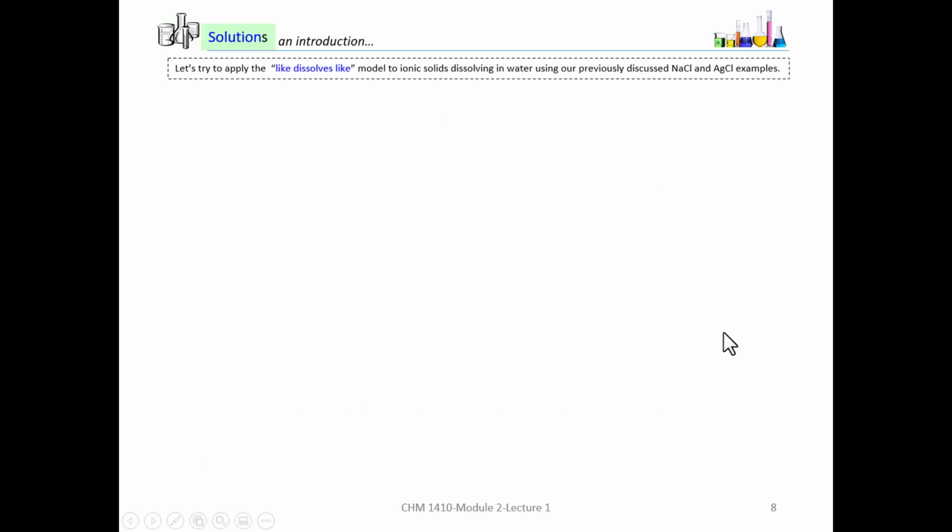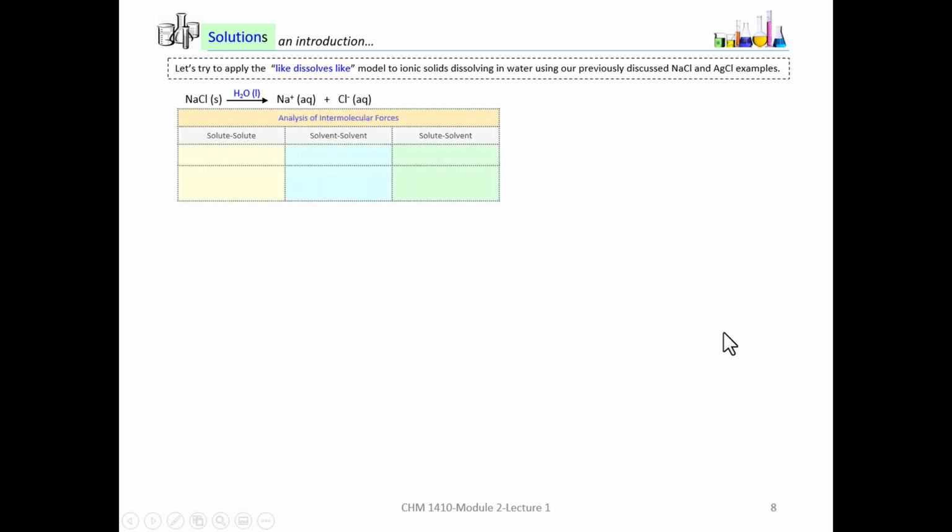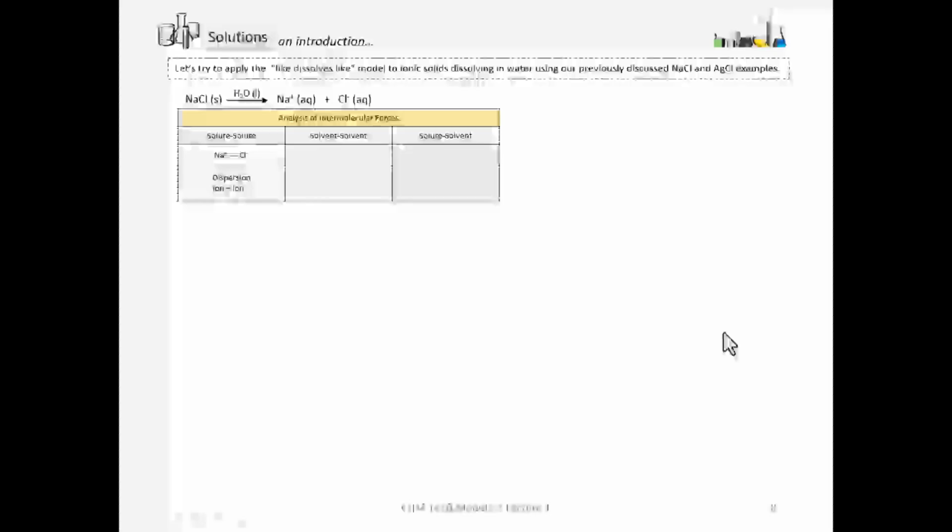Let's try to apply this like dissolves like model to ionic solids dissolving in water, using our previously discussed examples of sodium chloride and silver chloride. So we said sodium chloride is soluble in water. We draw up a table to analyze intermolecular forces. The solute-solute interactions are simply dispersion and ion-ion forces. This is just the plus and minus charges holding the lattice together, and of course dispersion forces operate everywhere.